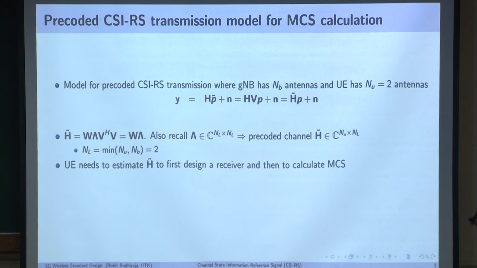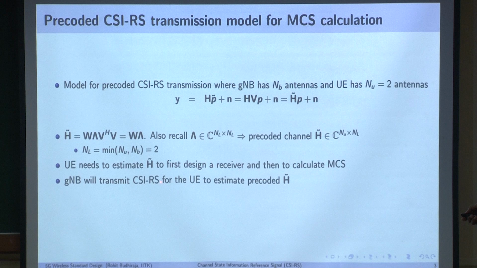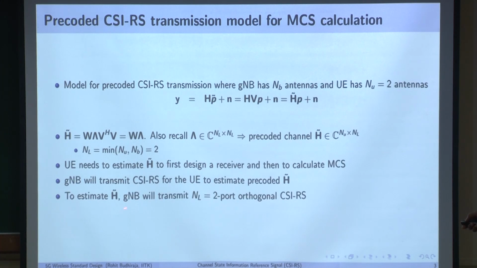So what the UE does here is it estimates this, designs a receiver, and then calculates the MCS. We saw that exercise in great detail. To summarize, the gNodeB transmits CSI-RS for the UE to estimate the precoded H tilde. The gNodeB transmits 2 port orthogonal CSI-RS, so the overhead is very little. The number of ports required is 2, equal to the number of layers, and as I said, the number of layers doesn't go beyond 7 or 8.